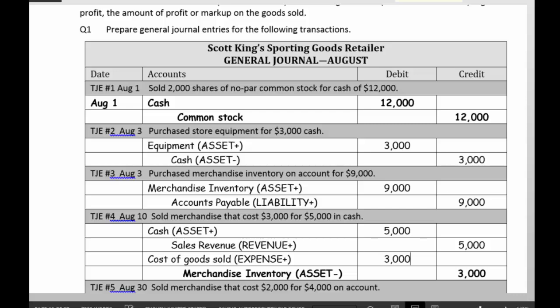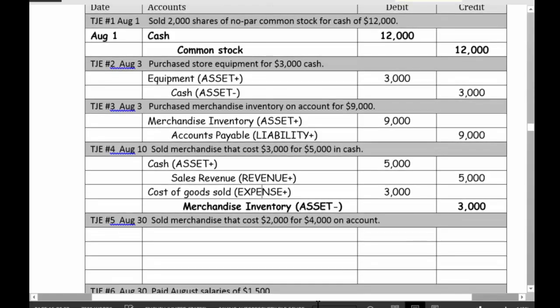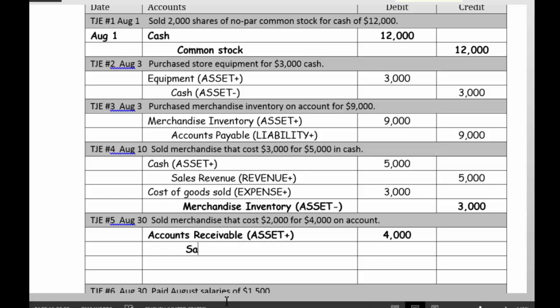So try the same thing now. On August 30th, we sold merchandise that cost $2,000 for $4,000 on account. I'll just give you that part of it, that's going to involve accounts receivable. Debit accounts receivable for how much? For $4,000, because that's the amount of money that they owe us. And what's the credit? To what account? Sales revenue, $4,000.